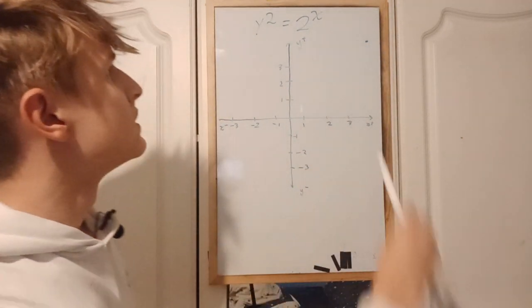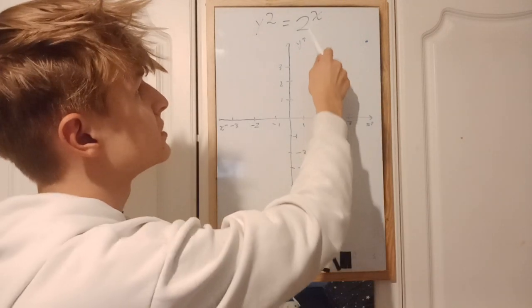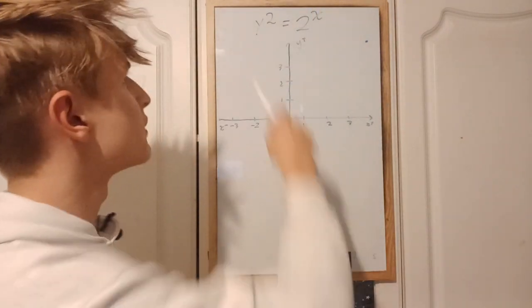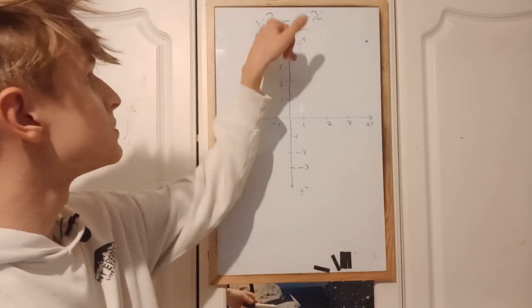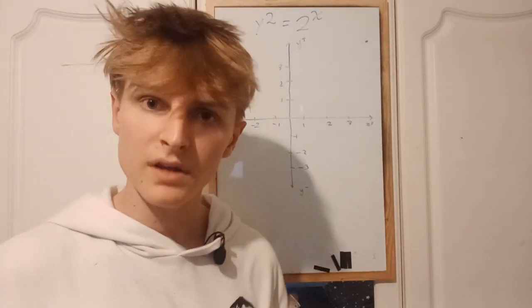Now, that satisfies this equation. You can check: 2 to the 4 equals 16, and 4 squared equals 16. So this is a point on the xy plane where the y coordinate squared equals 2 to the power of the x coordinate.